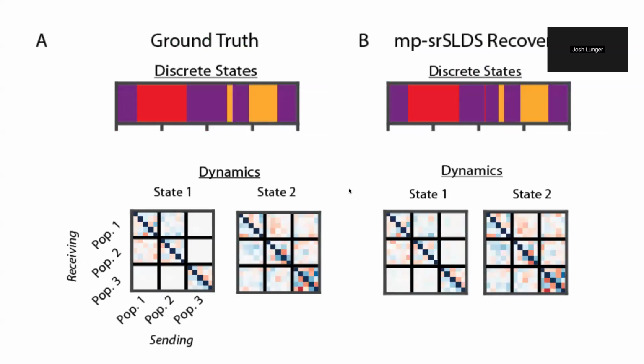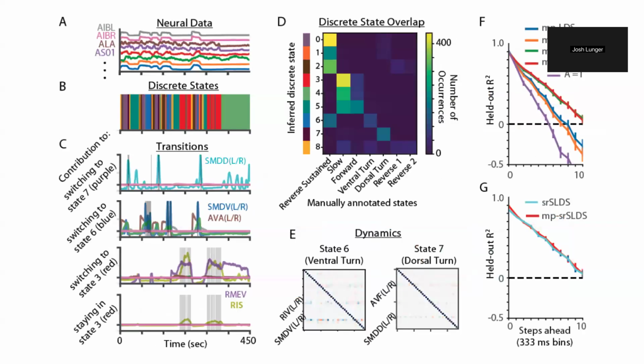Okay, so I'll move to the results of this paper. So this is just a proof of concept. This is the ground truth. There was actually a system that was noisy and generated based on discrete states with these transition dynamics. And we basically find that the model pulls this out, so it can learn. That's very exciting.